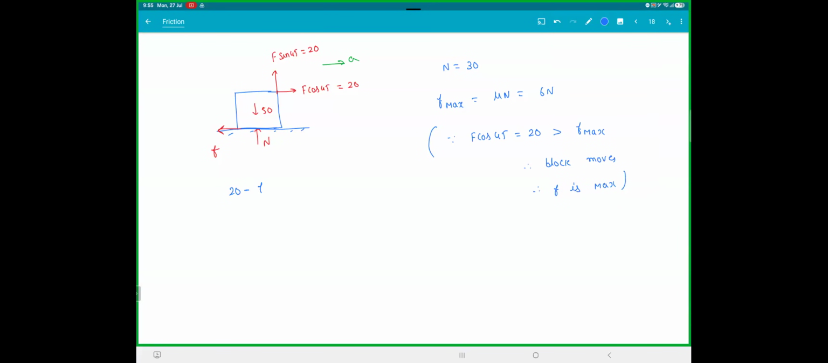The 20 minus f max is equal to ma. 20 minus 6 is equal to 5a. Acceleration is 14 by 5. Since the acceleration is constant, s is equal to ut plus half at square. u is 0, plus half, 14 by 5 and 2 squared. 28 by 5 meters. Clear with this?